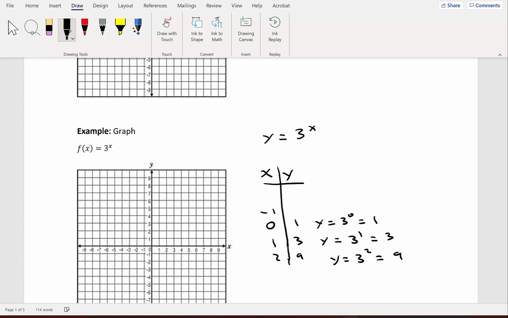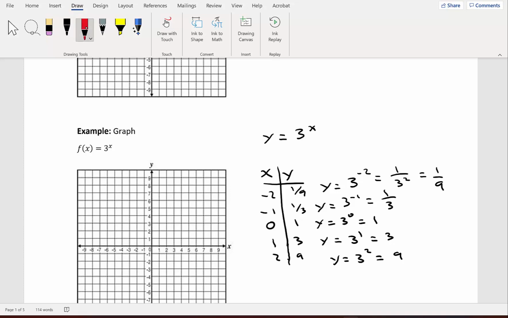And now let's go ahead and pick -1 and -2 as well. So if I plug in a -1, I get y is equal to 3 raised to the negative first power, which gives me 1 over 3. So remember our rules for exponents. If you have a negative exponent, you flip it, take the reciprocal, and change the exponent to be positive. Now let's see what happens when we plug in -2 for our x. We get 3 raised to the negative second power, which gives us 1 over 3 raised to the second power, which is 1 over 9.